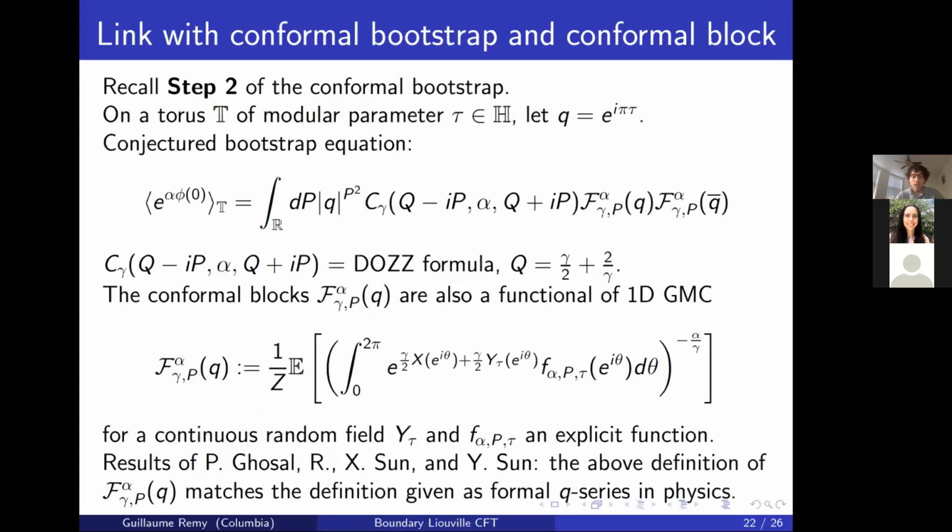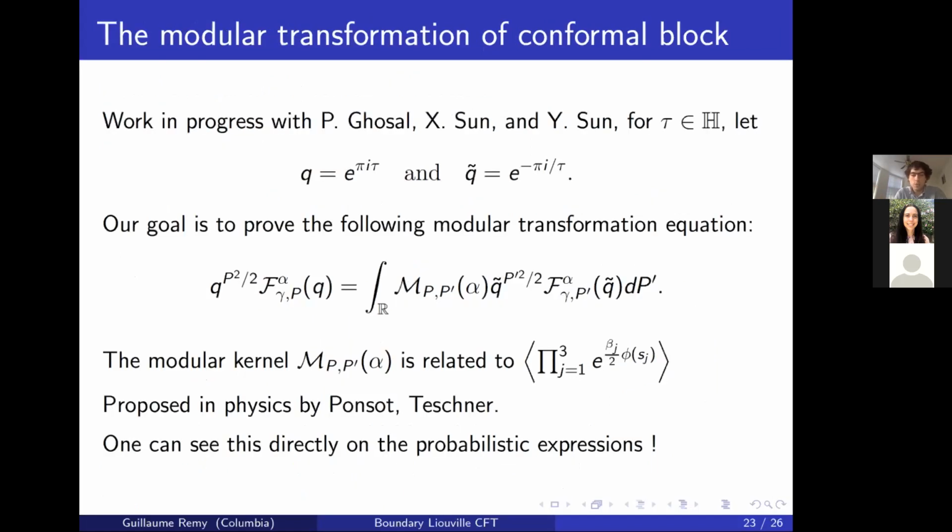And I can emphasize this connection further. There's one transformation property of these conformal blocks that has been proposed in physics by Ponsot and Teschner. Let me explain this. Imagine you have a parameter tau, the moduli of this torus, which lies in the upper half plane, and consider these two variables q and q tilde. They're related by doing a modular transformation, where the tau parameter is transformed to -1/tau. That's how you go from q to q tilde. And then the conformal blocks are expected to transform in a particular way under this change from q to q tilde.